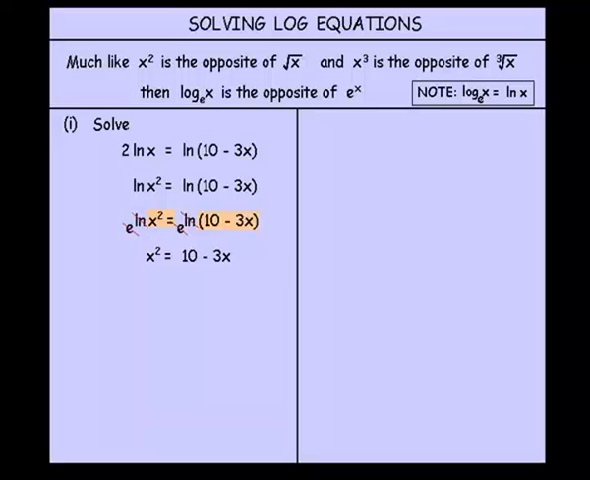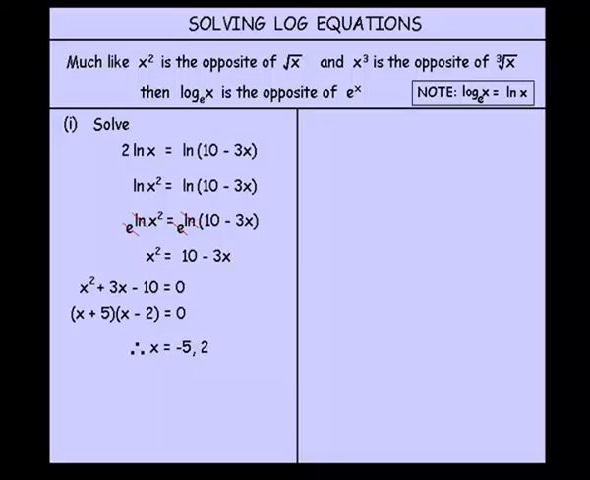Well, that's a quadratic. We'll bring everything to one side, end up getting x squared plus 3x minus 10 equals 0. We look to factorise now, end up getting x plus 5 times x minus 2 equals 0, and therefore x equals minus 5 or x equals 2.